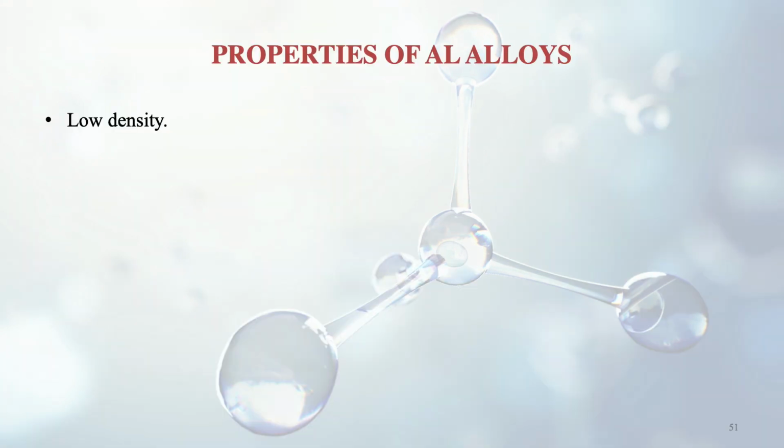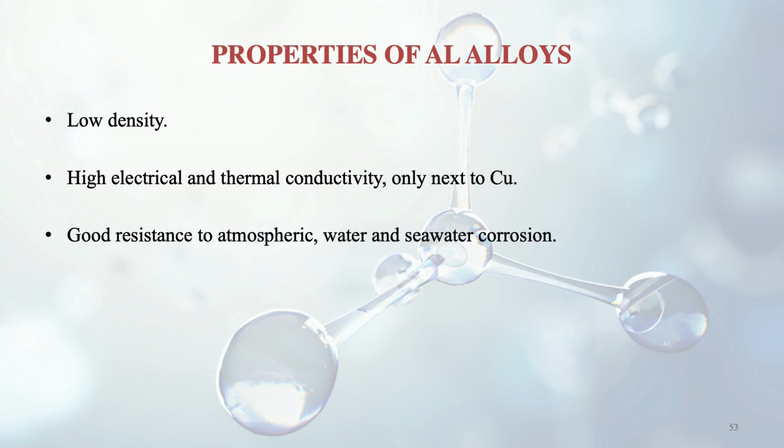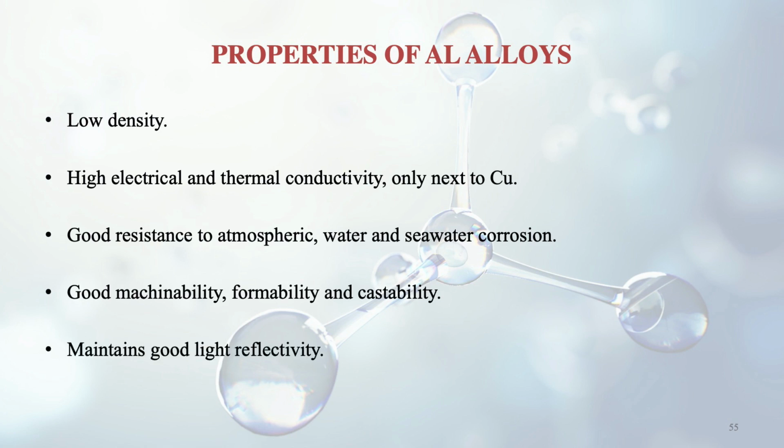And what are the properties of these aluminium alloys as such? They have low density and high electrical and thermal conductivity, which is next only to copper. They have good resistance to atmospheric water and seawater corrosion also. They are very much machinable, and formability and castability are also good. They maintain good light reflectivity also. And they are non-toxic, non-magnetic and non-sparking.